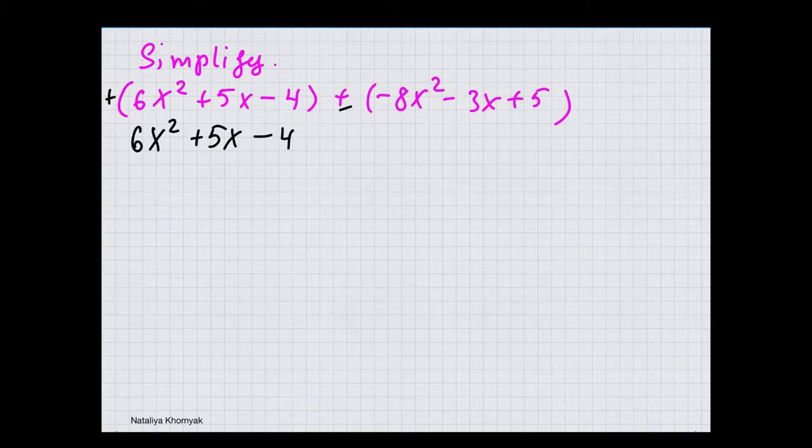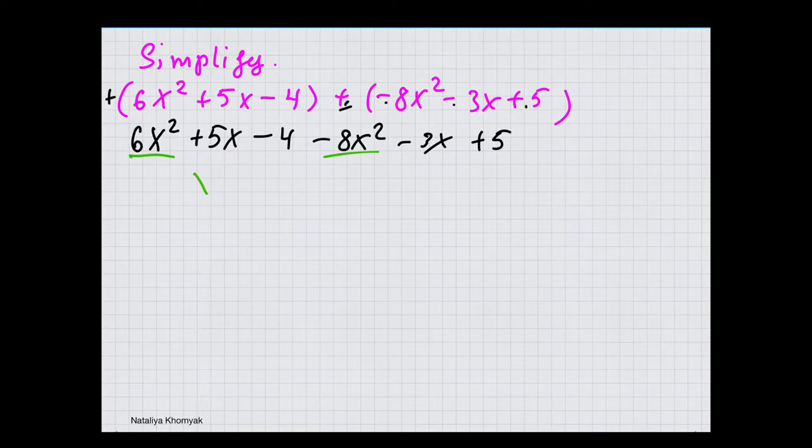Here we have a positive again in front of the second parenthesis. So here we have positive times negative, negative 8x squared. Positive times negative, minus 3x. Positive times positive, plus 5. And now we just have to combine like terms.